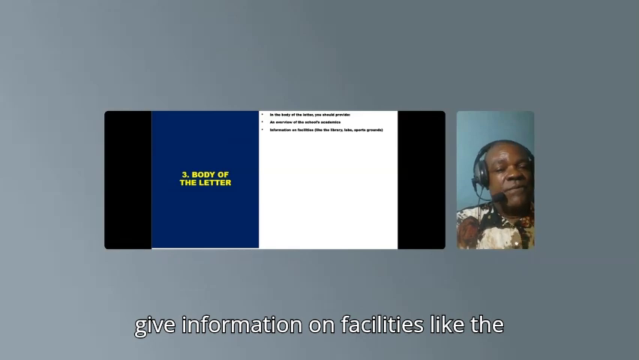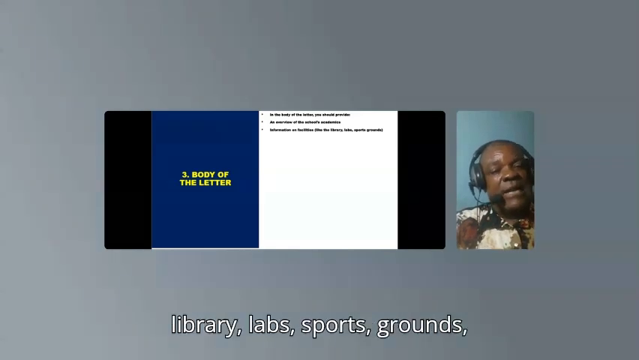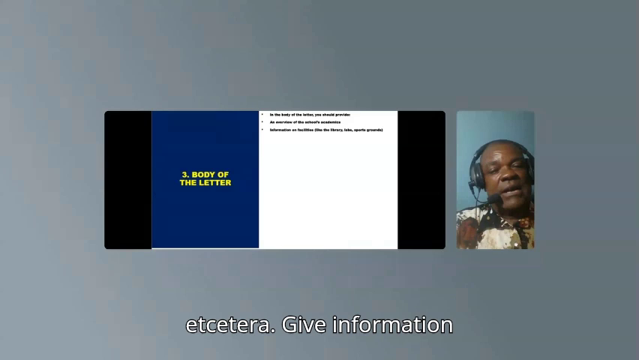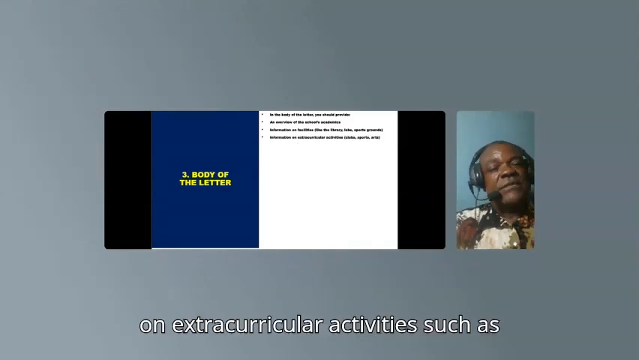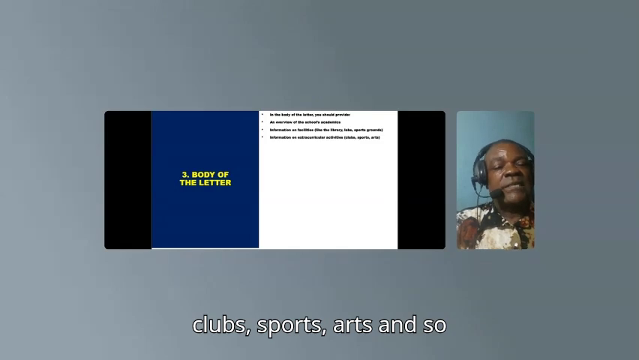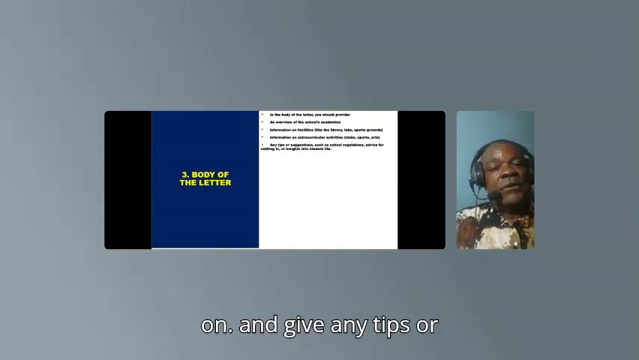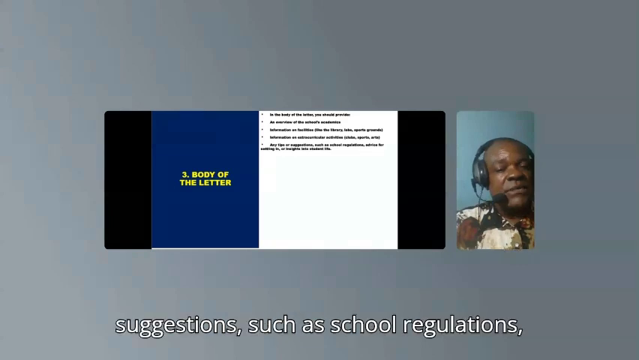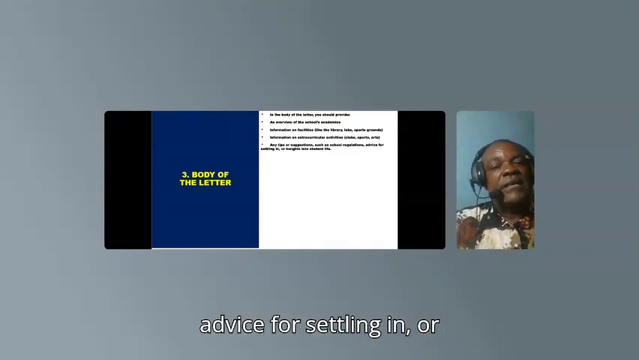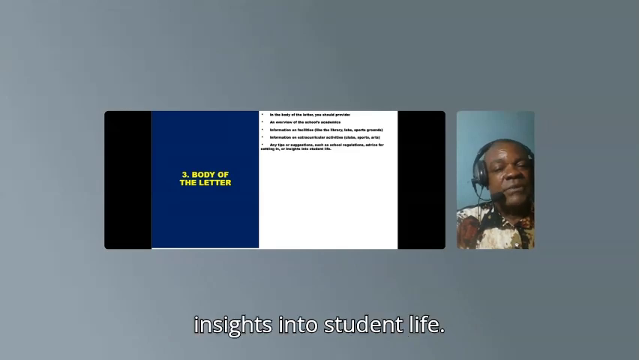Give information on facilities like the library, labs, sports grounds, etc. Give information on extracurricular activities such as clubs, sports, arts, and so on. And give any tips or suggestions such as school regulations, advice for settling in, or insights into student life.